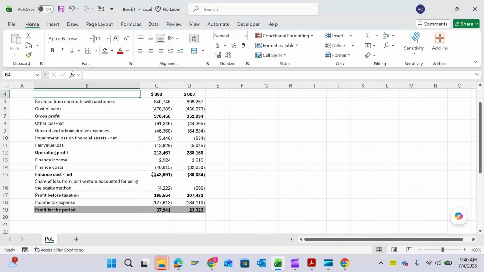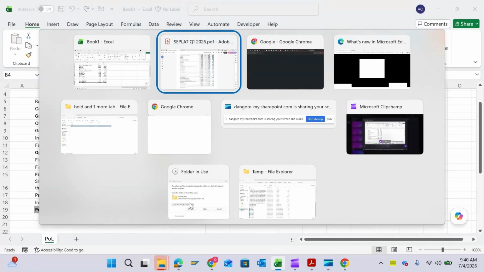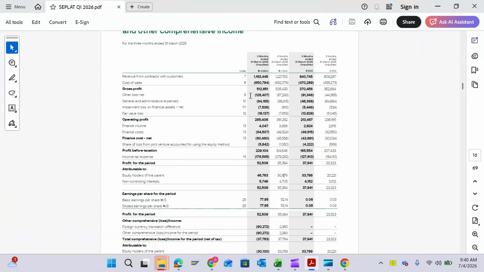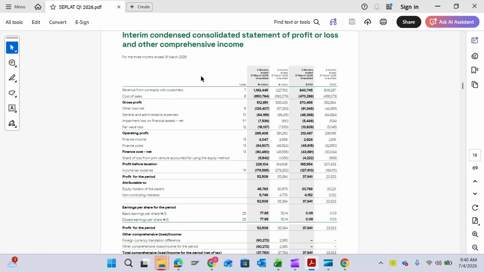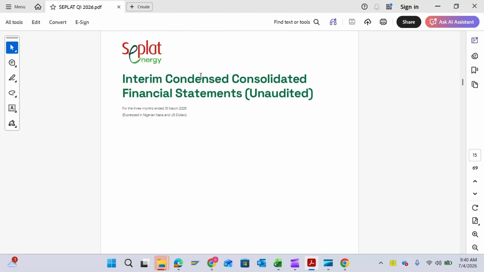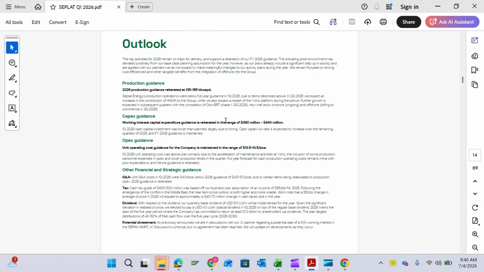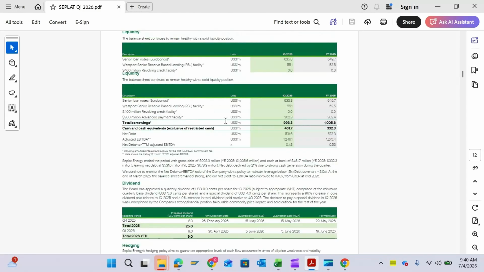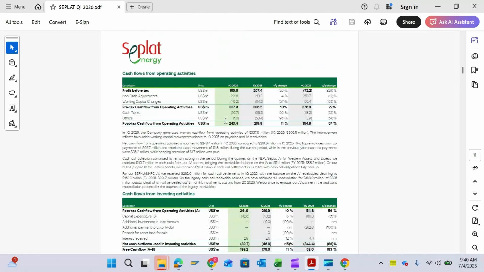Now, as I said earlier, this is where all these notes become more important. So for revenue from contracts with customers, let's go to note 7. But first of all, what is Seplat all about? What do they do as a company? The answer is always here in the financial statement. So you will see it here.